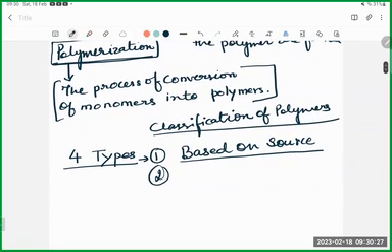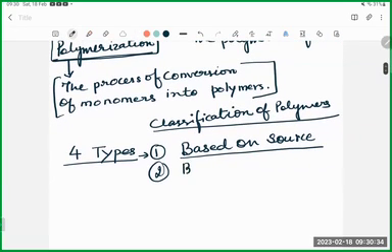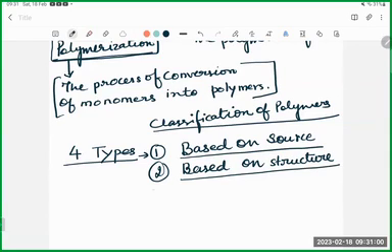Total four types are there. So our whole chapter is based on these four. First, based on source. Second, what did I say? We are going to learn based on structure, how they are made up. Based on structure means they have a linear form or a branch form, because they are hydrocarbons, basically hydrocarbons and their compounds. They can go in a straight carbon chain, or they can come in a branch form. So seeing the structure also, we can classify polymers.